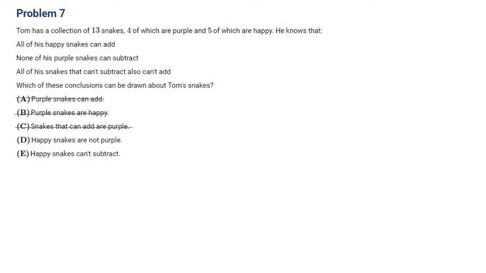Number D, we can't eliminate that, but we can eliminate option E, which is happy snakes can't subtract, because it already says happy snakes can add, and all of the snakes that can subtract also can't add, but it doesn't say anything about happy snakes not subtracting, so he can't draw that conclusion. The only conclusion he can draw is D, because happy snakes can add and purple snakes can't add. So D must be the final answer.